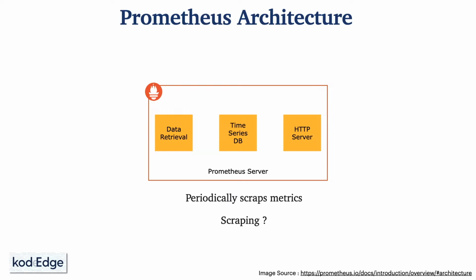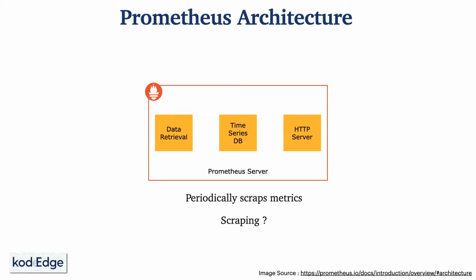So what is the meaning of scrapping? Scrapping means it is a process of periodically fetching or collecting the metrics from the target, and target exposes their metrics via specific endpoints. So Prometheus server also provide a query language, which is also called as a PromQL, for querying and aggregating the metrics.